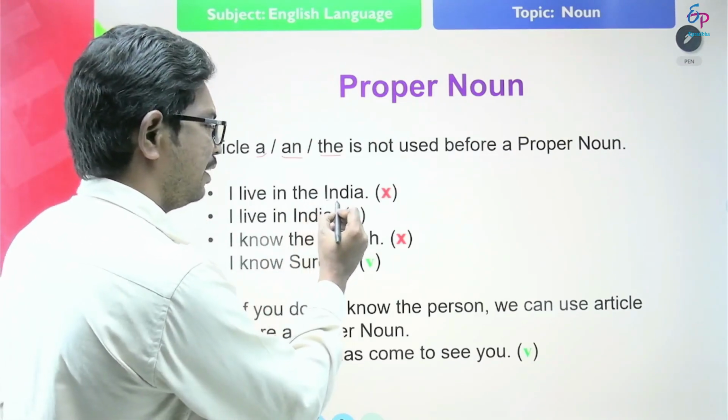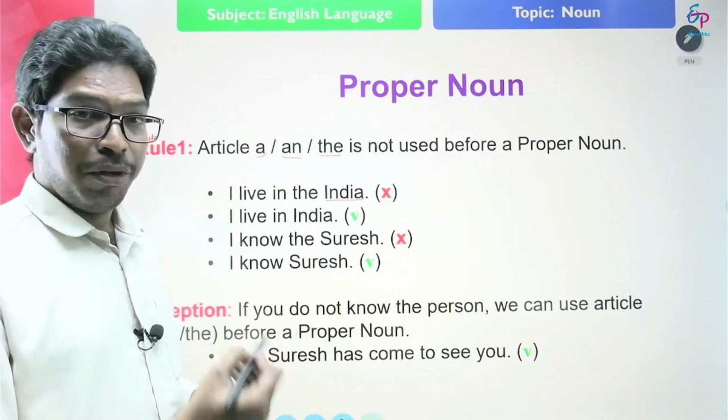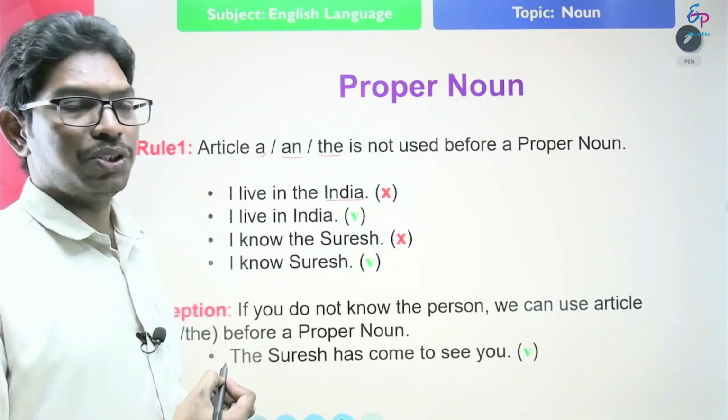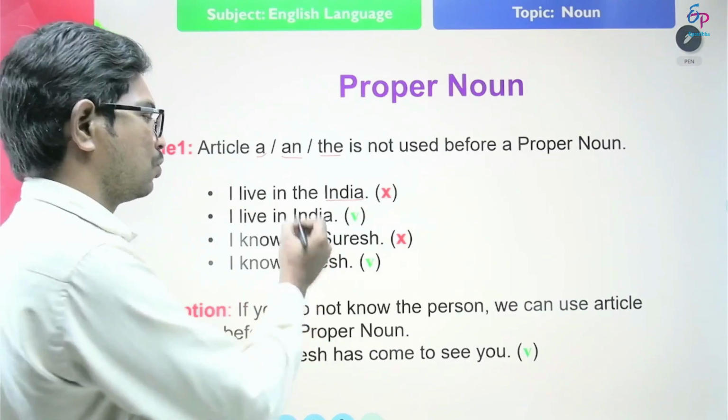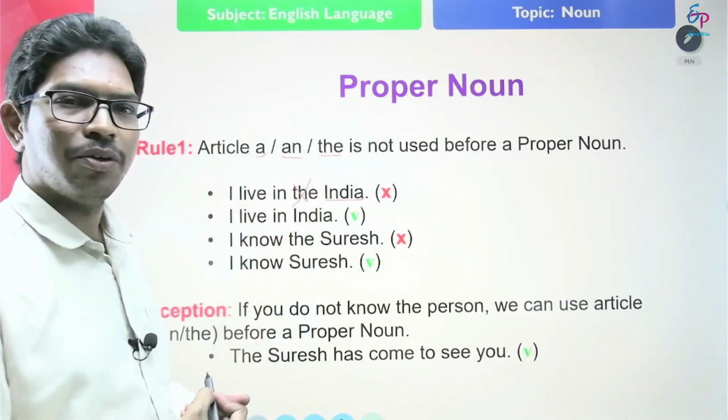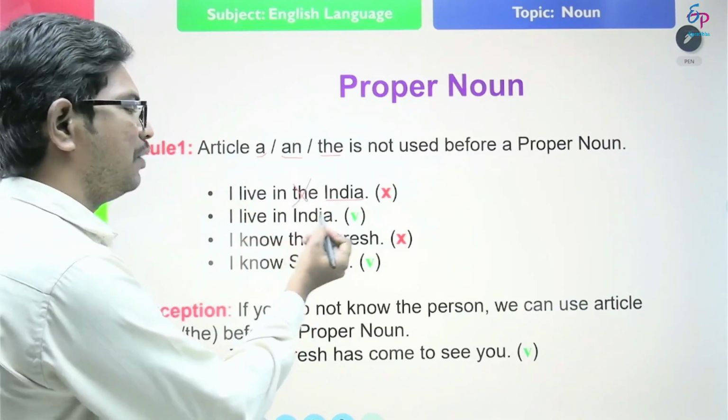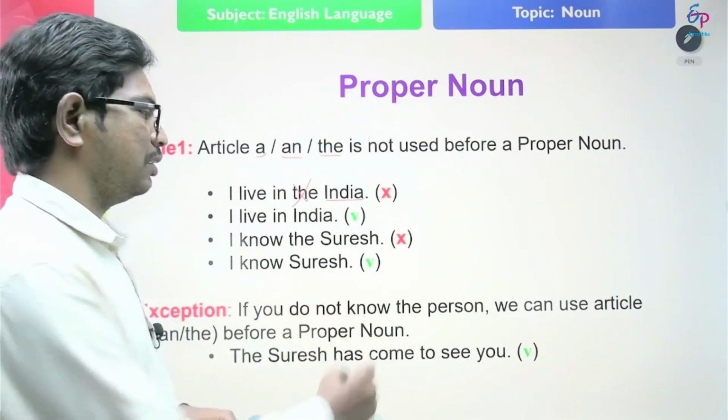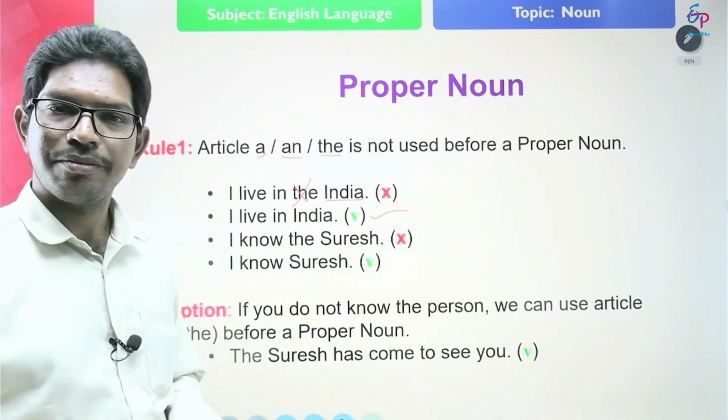What is India here? It's a proper noun. Before a proper noun, we should not use articles a and the. So remove this the. What is the correct answer now? I live in India, not I live in the India. This is the right sentence.